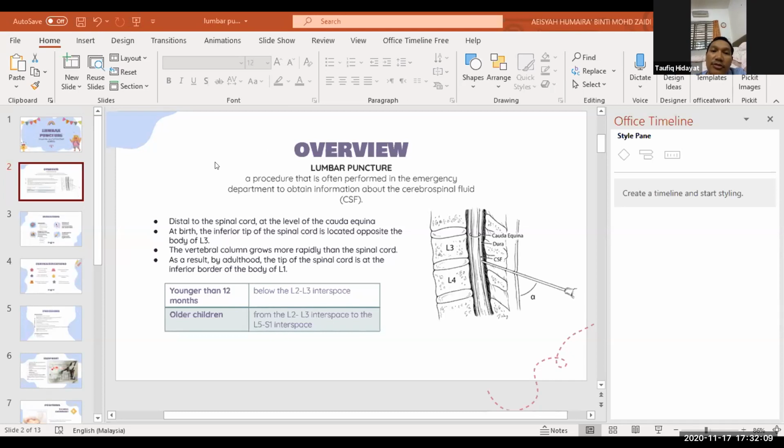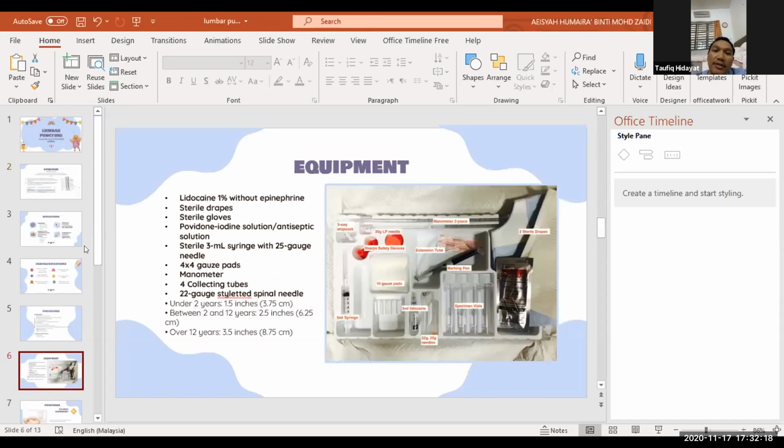The needle size is usually standard. We already have the LP needle, but if there is no LP needle, we can use an injection needle, but a bigger size, size 18.